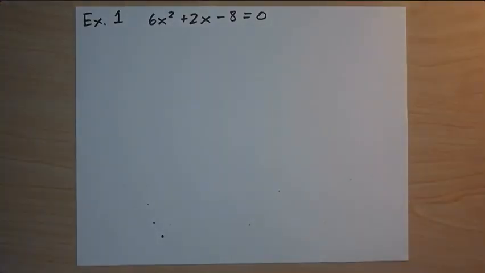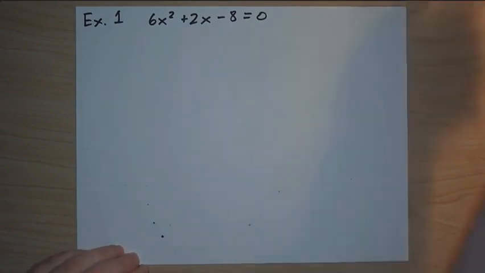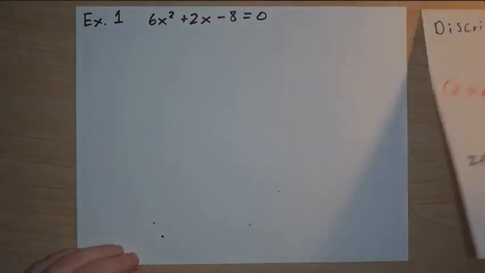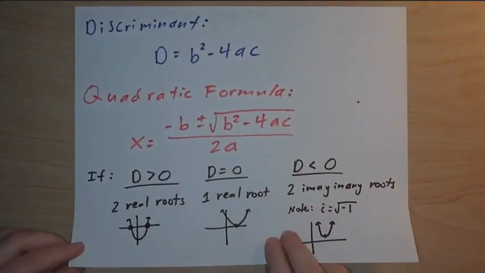This is Lab 18, Example 1. We have the quadratic equation 6x squared plus 2x minus 8 is equal to 0. What we want to do with this is use the discriminant to determine the type of solutions of the following quadratic equation, and then determine the solutions in simplest form. So first off, we're going to talk about what a discriminant is.